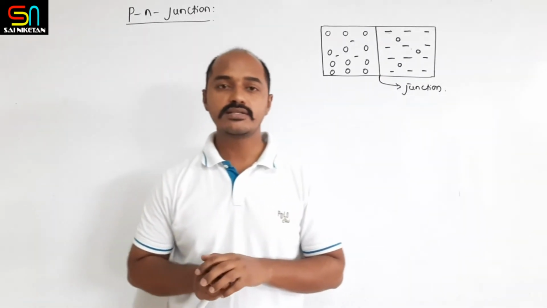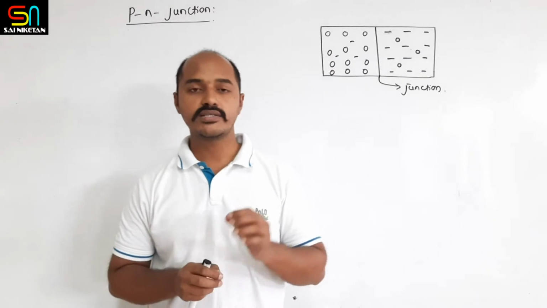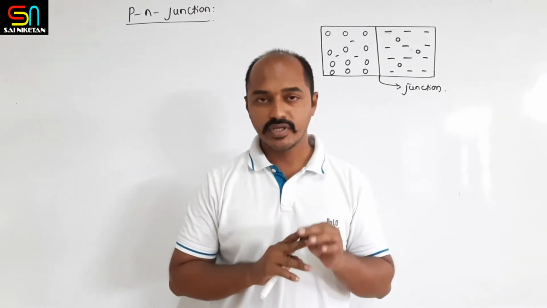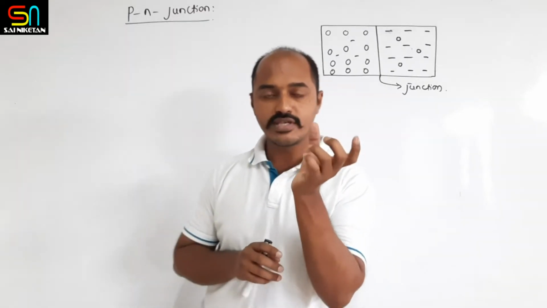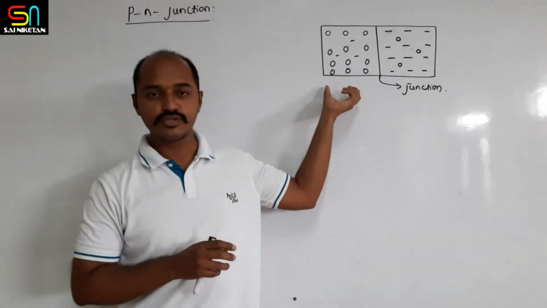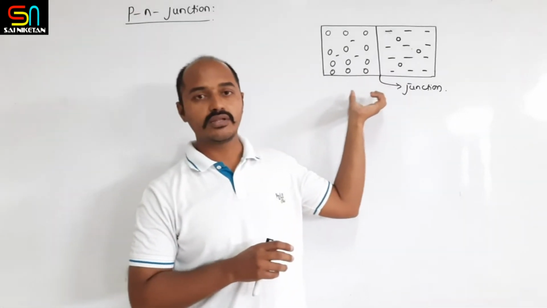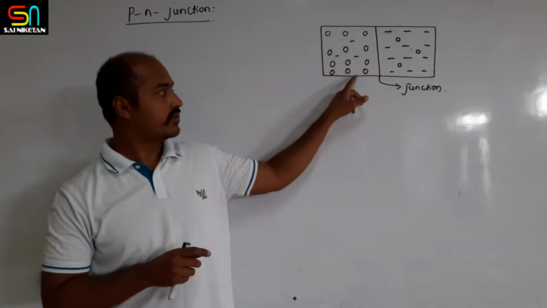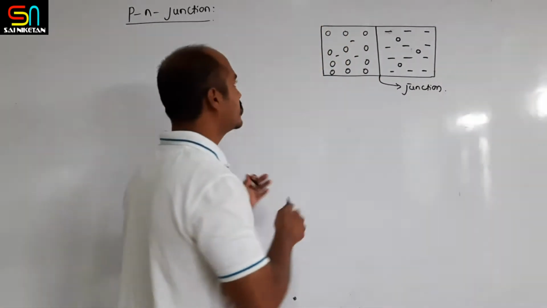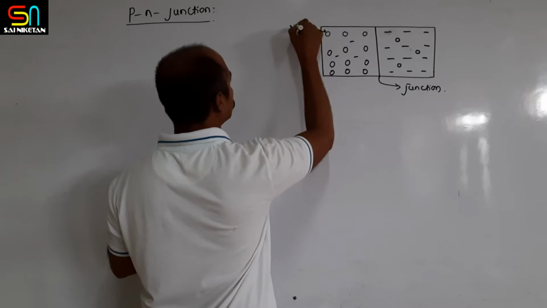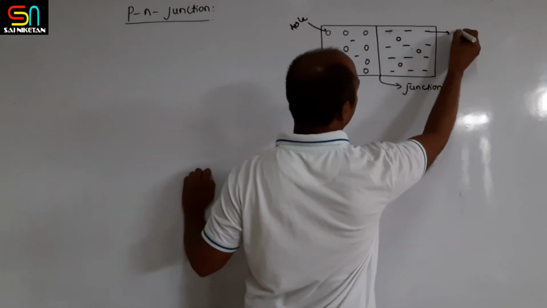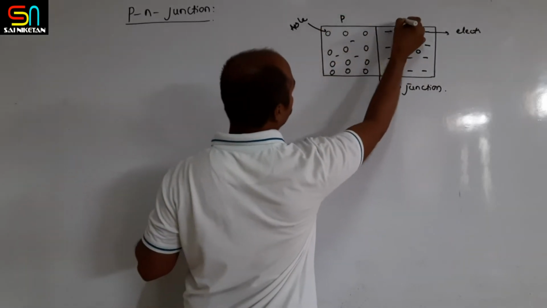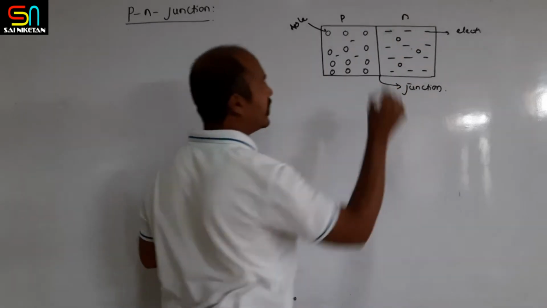How it is obtained is, during crystallization of a semiconductor, both pentavalent and trivalent impurities are added, such that half of the length of the semiconductor becomes p-type and half of the length becomes n-type. Here the circular figures are nothing but the holes, and these are nothing but the electrons. You can see the number of holes is more here, then it becomes a p-type semiconductor, and here the number of electrons is more, hence it becomes an n-type semiconductor.